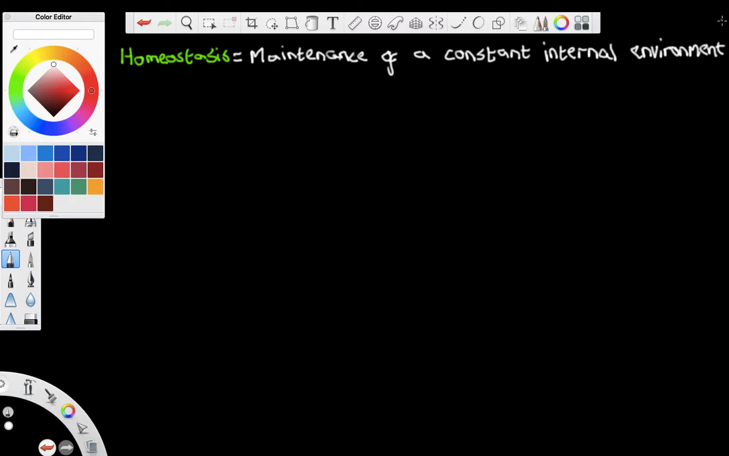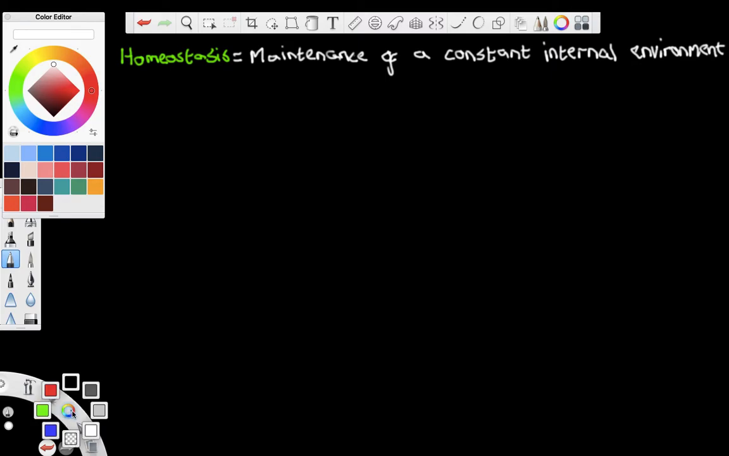Now, the environment of living things is constantly changing, okay? But by keeping internal conditions the same, despite what the external environment is, we can ensure that things like enzymes can work at their optimum rate.